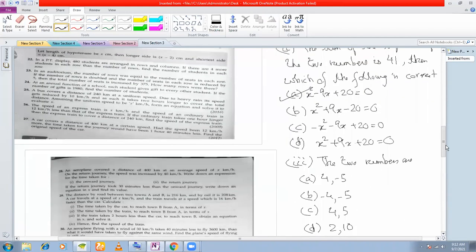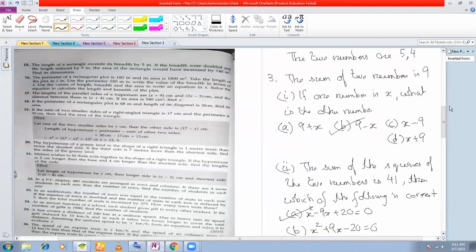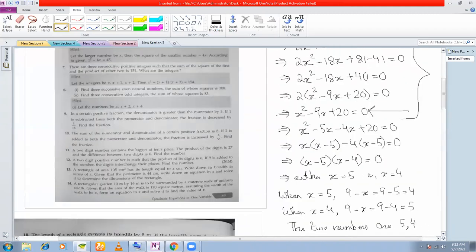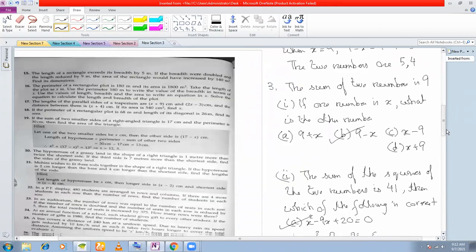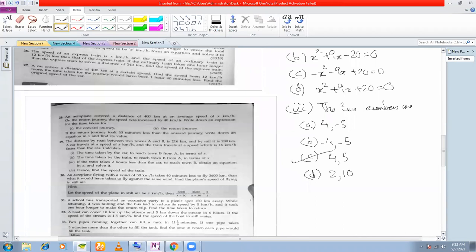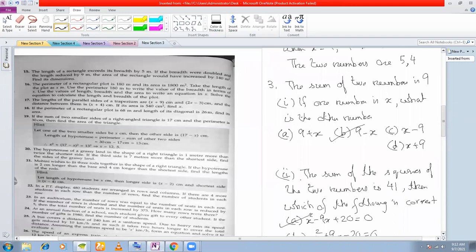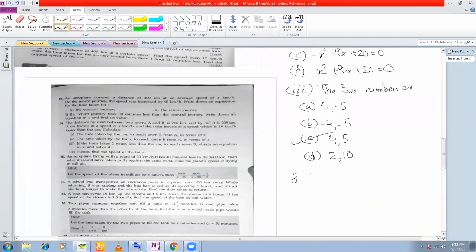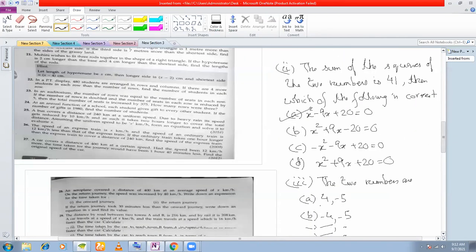the last question: the two numbers are. Now you solve this quadratic. If you see, we have solved this quadratic equation here to get x is equal to 5 and 4. So therefore, which one is the correct answer? Third option is the correct answer, option C. So you will write your answer as 3, 1. In 3, 1, which one is the correct answer? B. So your answer is B.